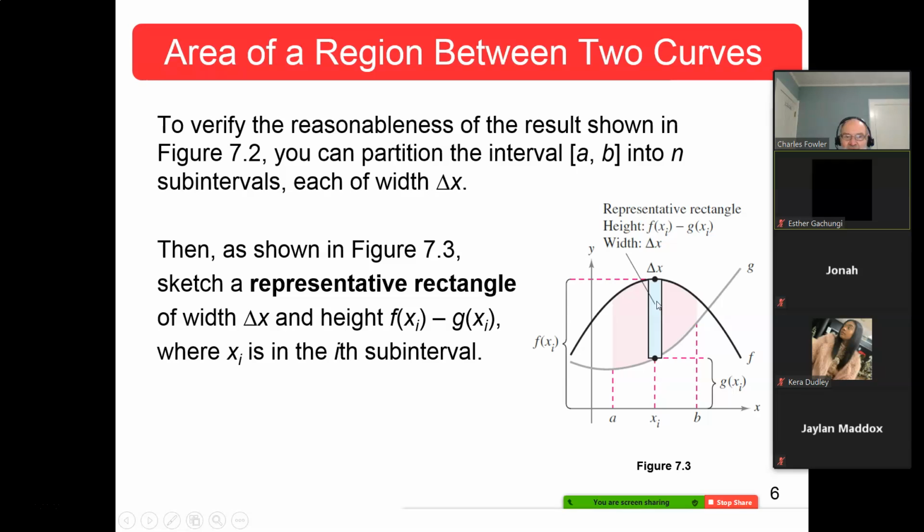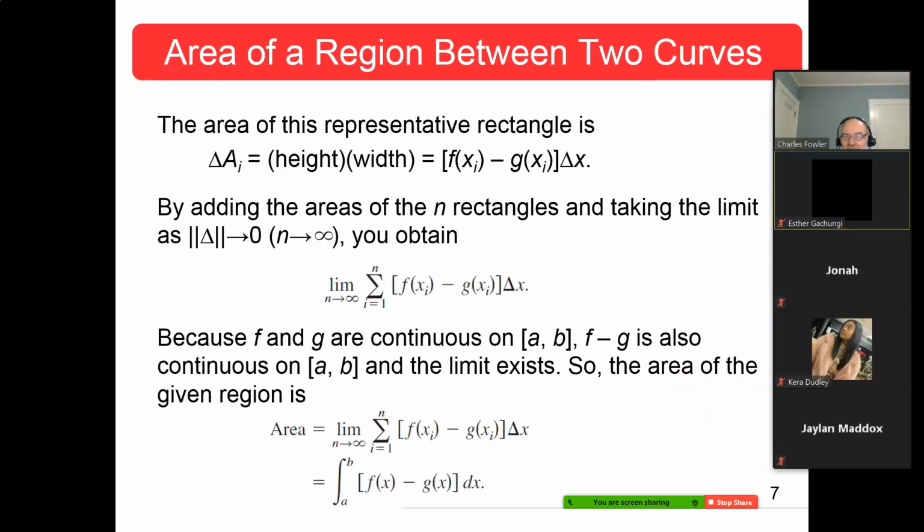Do that, sum that over the whole interval from a to b, and let the delta x go to 0, and you've got an integral. Okay. So again, nothing too new here. The area of that representative rectangle is the length, the height is f minus g, the width is delta x.